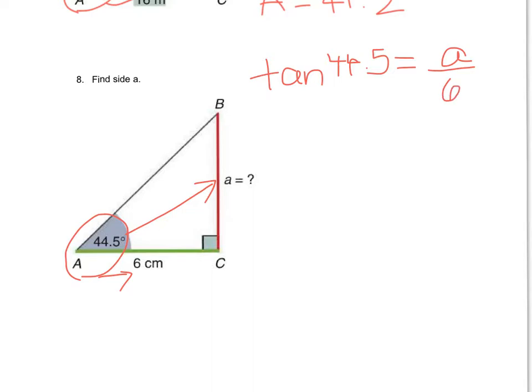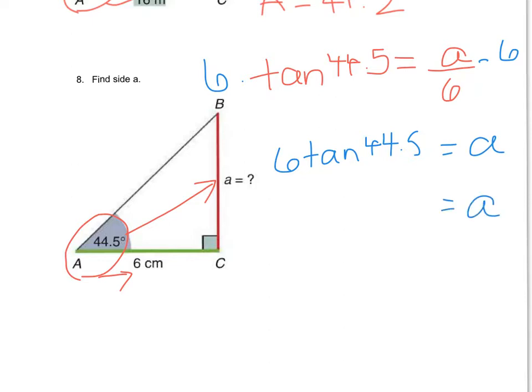And to isolate your a value, you would have to multiply both sides by 6. And so you can type that directly into your calculator, 6 times tangent of 44.5. And let's see what we get. We should get an a value of approximately 5.9 centimeters.